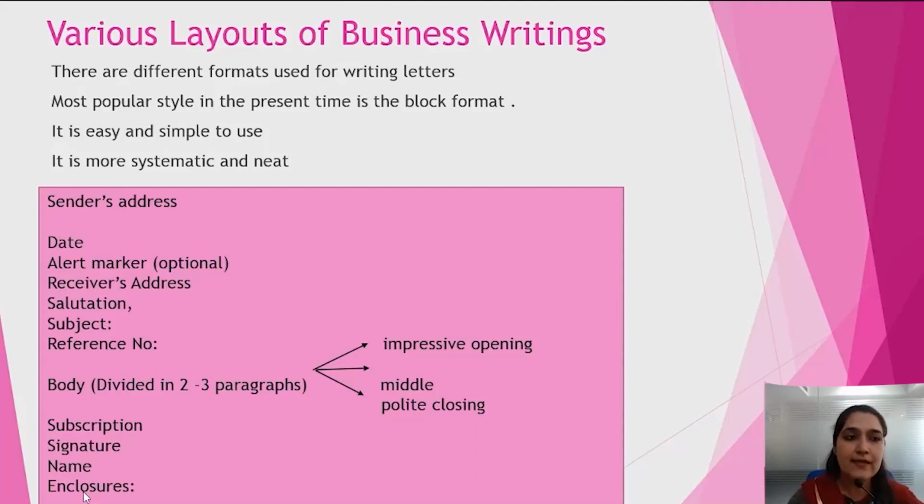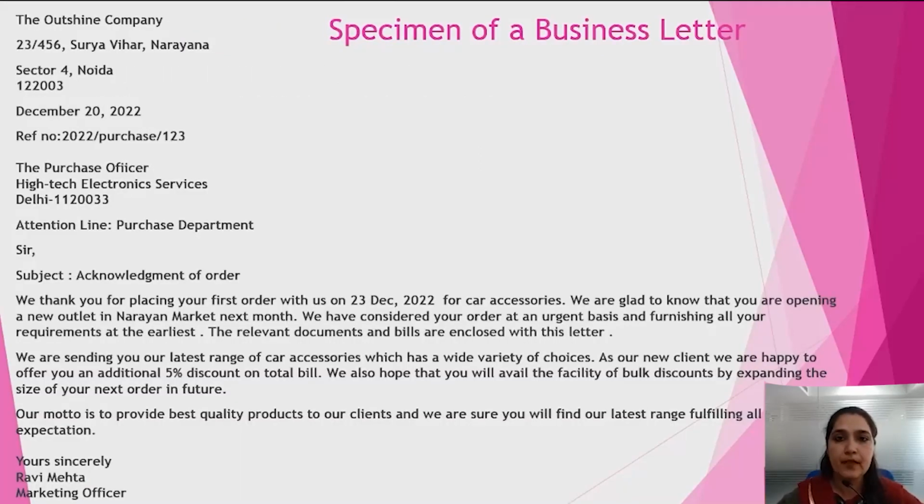Now let us look at an example of how all the elements are put together on a page. So here is a specimen. You can see closely. On the top is the name of the company, the Outshine company. Then this is the address of the company. If the company does not have a letterhead, then the company details can be kept here.